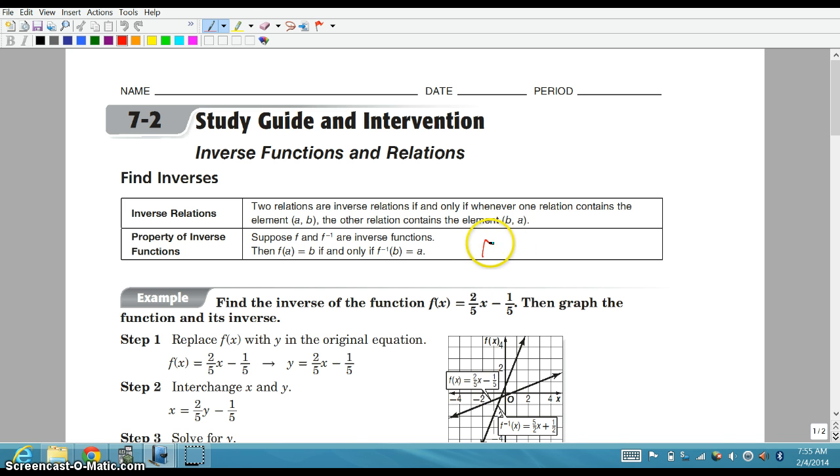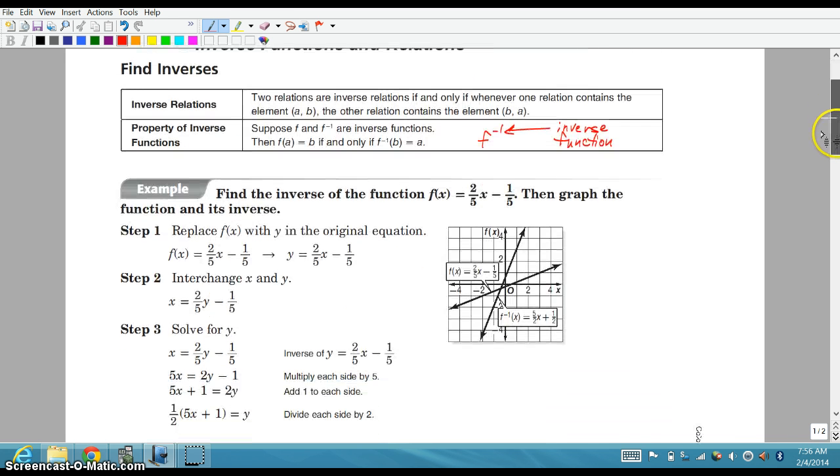The notation that we see here with f and then that -1, which looks like an exponent, speaks to what we call the inverse function, or f inverse of x, as we'll see later. Example, find the inverse of the function f of x equals 2/5 x minus 1/5. Then graph the function and its inverse.